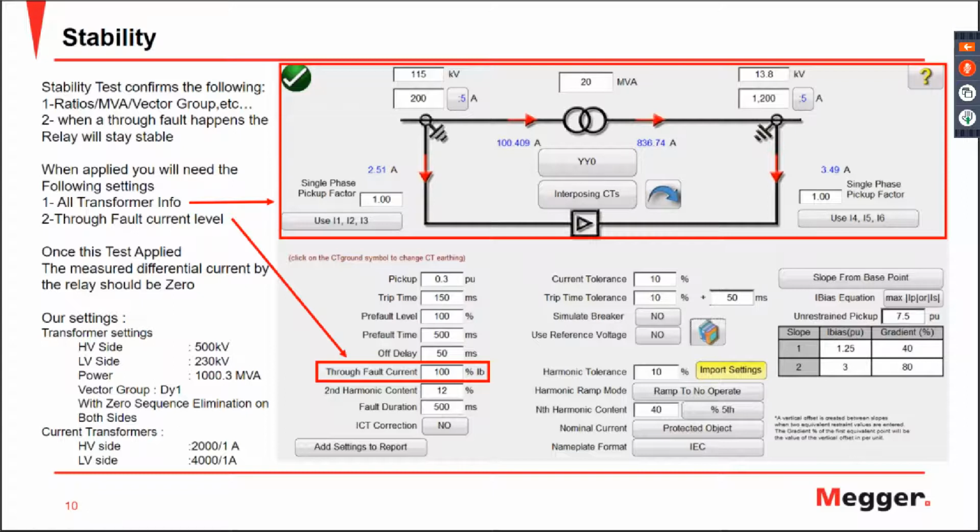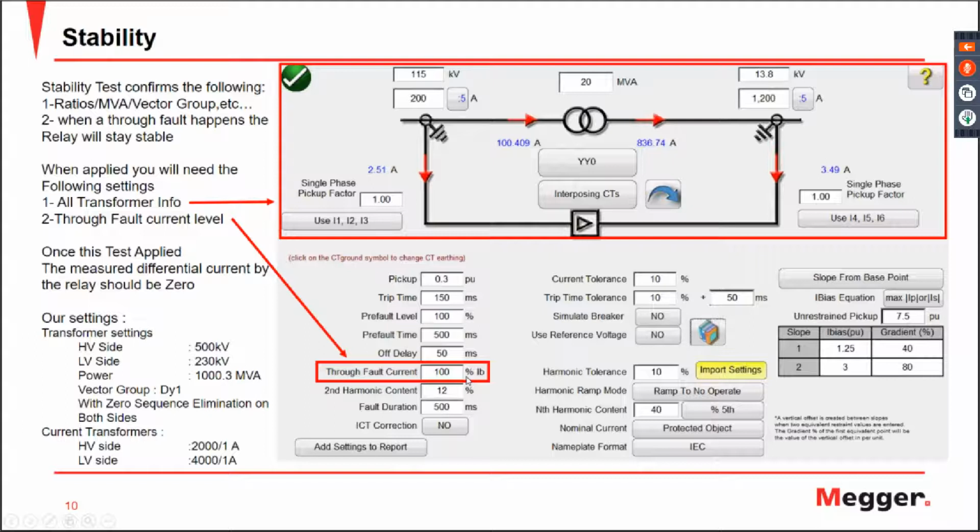So what I need to apply this test is two things. I need to put the transformer information, CT ratio, vector group, voltages, and power ratings, and also how much through fault current level in percentage. I can put this percentage as I like. I want it 50%, 100%, 200% means 2 times my nominal current, 500%. I can select it in this slot here, the through fault current field.